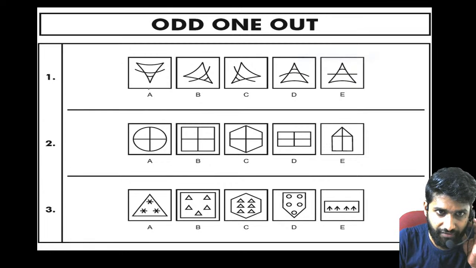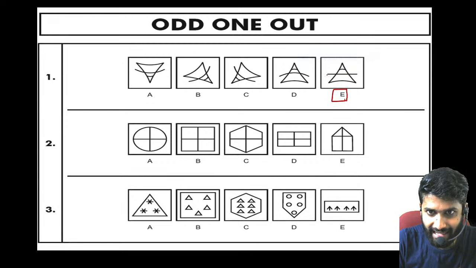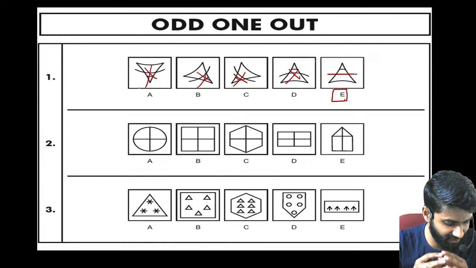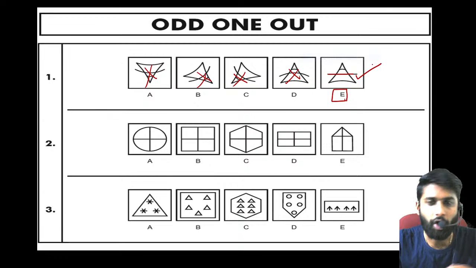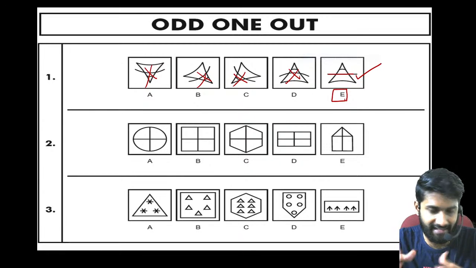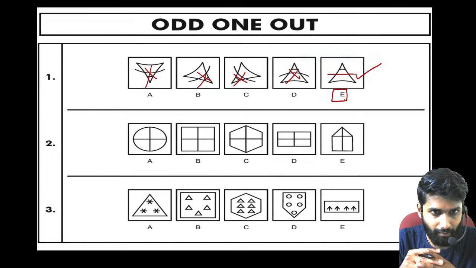See the first figure. Except E, E has a line which passes through the center, and the remaining are not straight lines, guys. The center line is not a straight line except in E. That's why E is the odd one out. The center line is a curved line except E. Yes, very good. Then what about the second one?